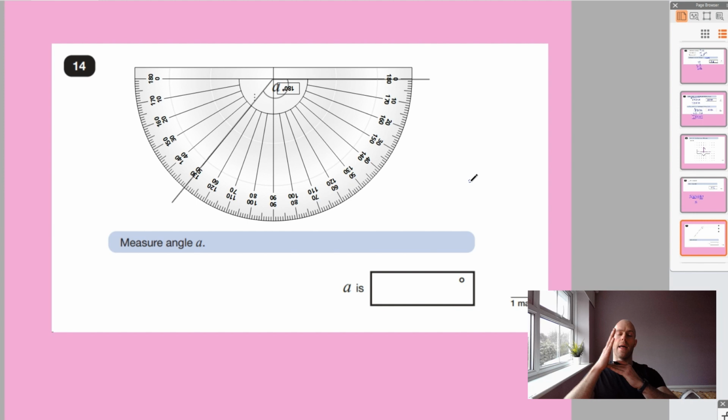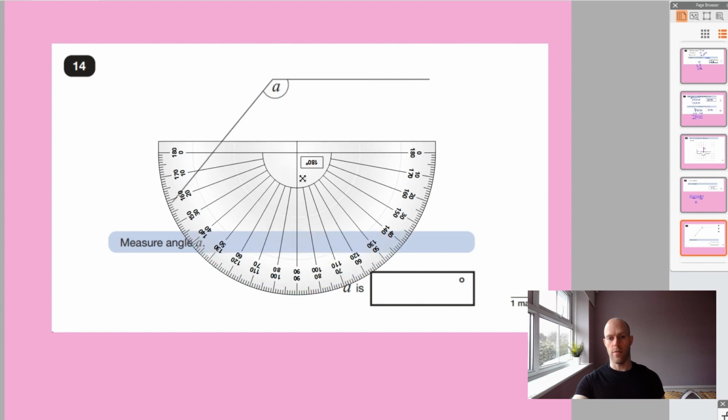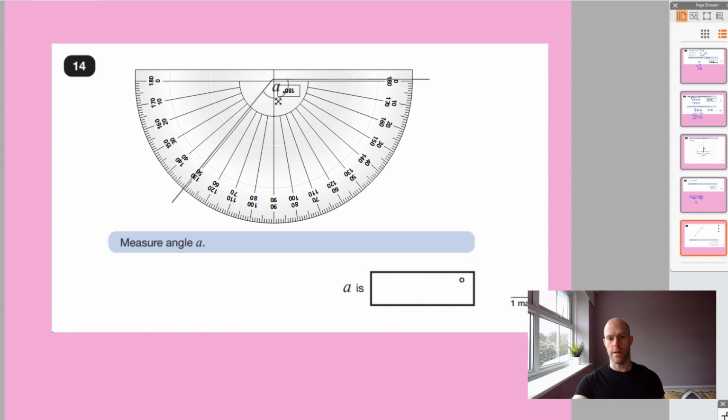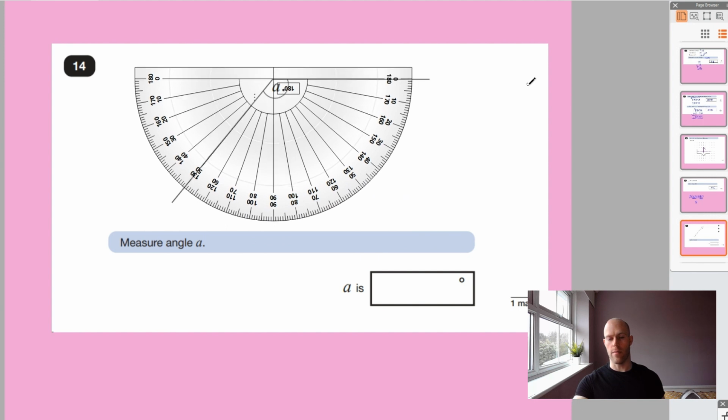Remember that an angle is just a measure of turn, how much something's turned. So imagine that first line, it opens all the way up. The amount it's turned is angle A. Now what you want to do is line up the baseline of your protractor with one of the lines. If I move it out of the way, you can see I've got a horizontal line. I've got the origin jammed into the middle of it, and it's lined up with the baseline.